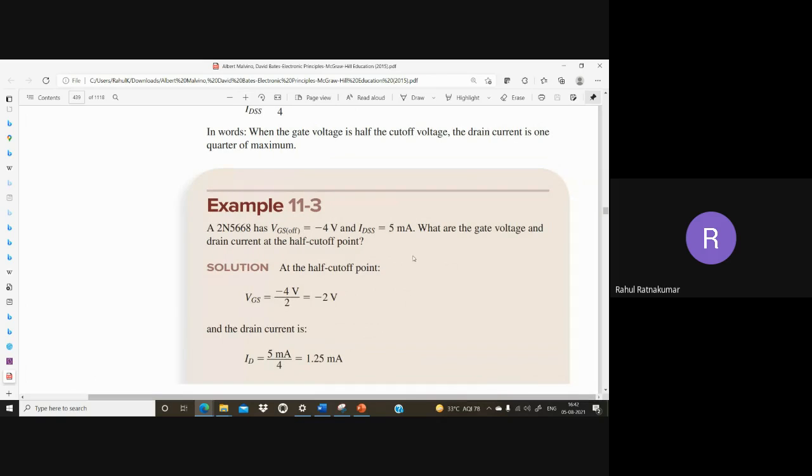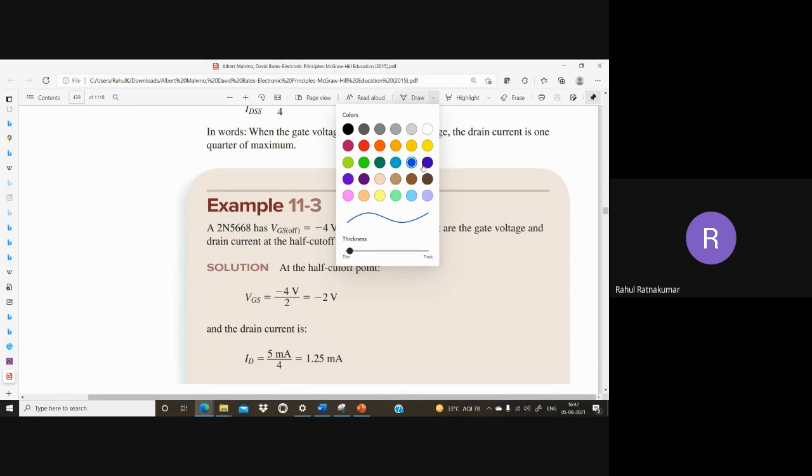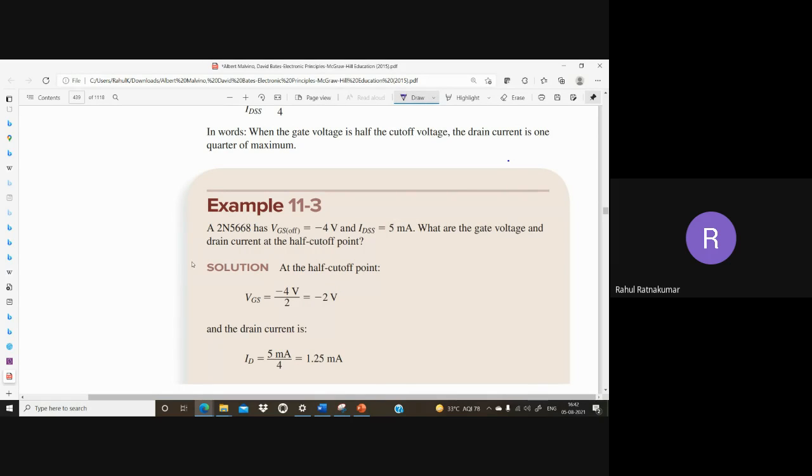Okay, so here's something. VGS(off) is given, pinch-off voltage is given as -4 volt, IDSS is given as 5 milliampere. So VGS(off) is -4, IDSS is 5 milliampere. What are the gate voltage and drain current at half cutoff point?